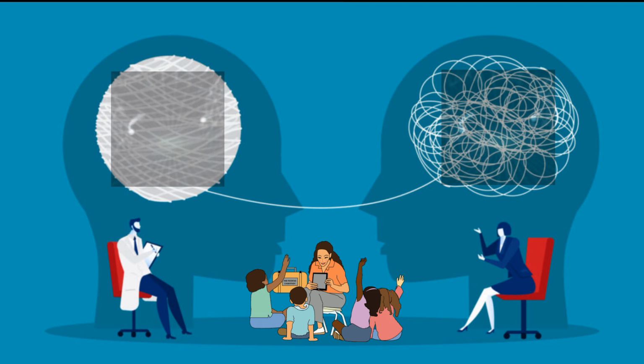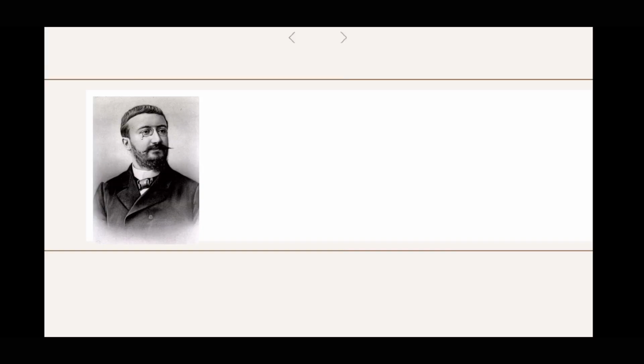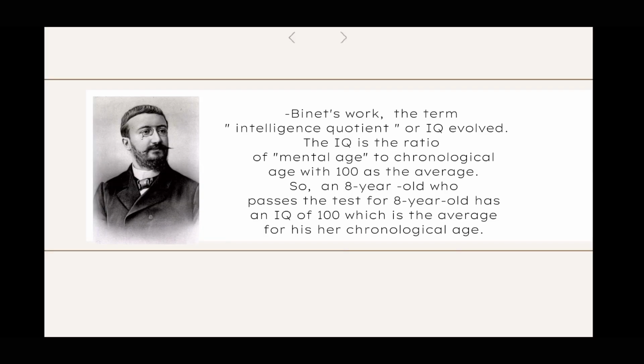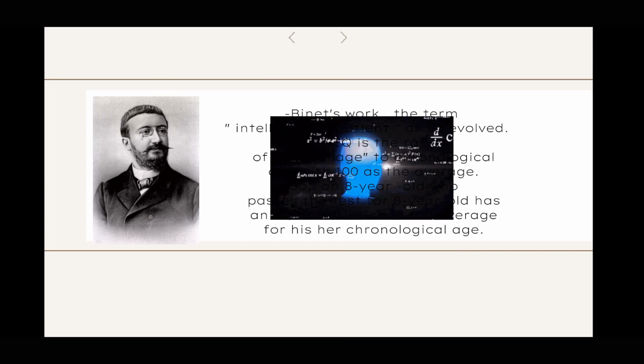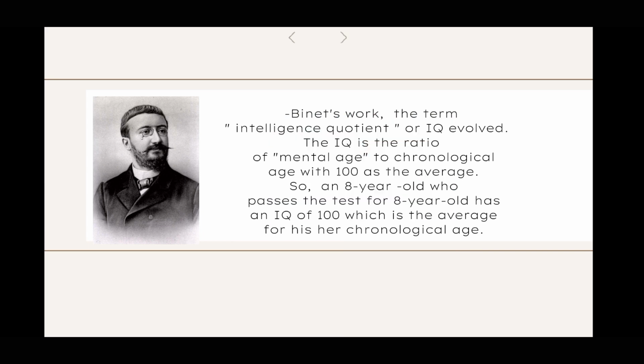Binet developed a test that would ask children to follow commands, copy patterns, name objects, and put things in order to arrange them properly. From Binet's work, the term intelligence quotient, or IQ, evolved. The IQ is a ratio of mental age to chronological age, with 100 as the average.